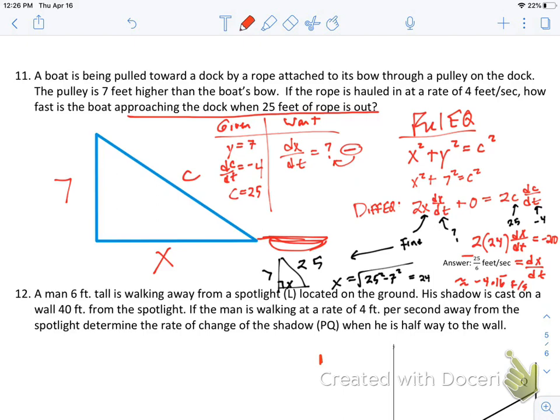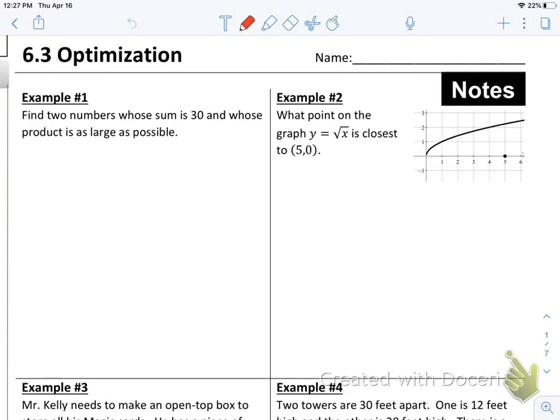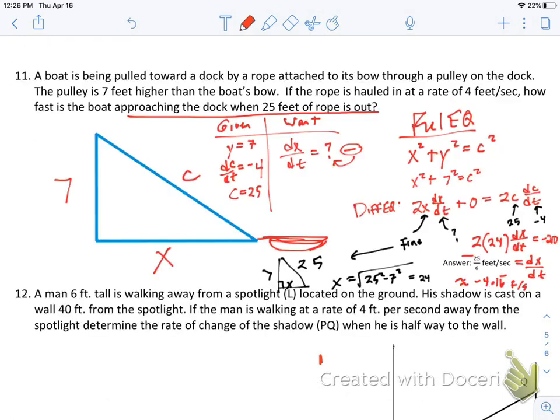All those are helpful starters to this related rates business. The next thing we'll do in the next video is optimization. So get excited. But related rates, we'll do more of these, but I just want to give you a little bit at a time so it starts to sink in.